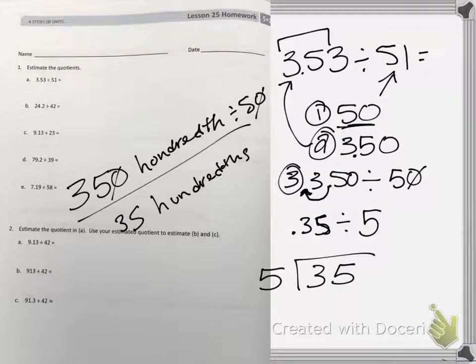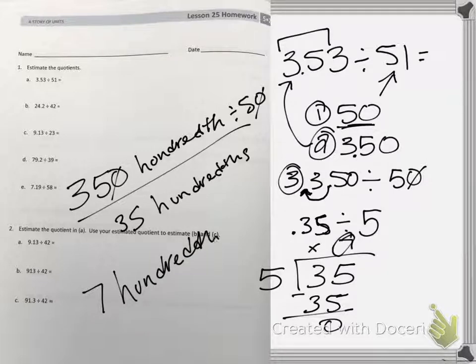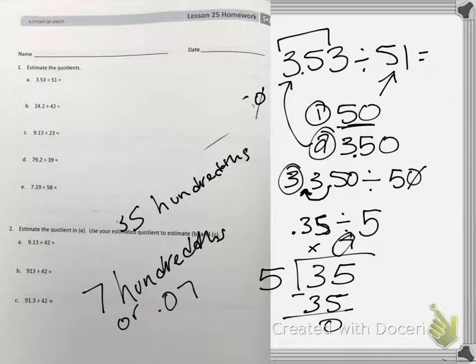3 cannot be divided by 5, but 35 can be divided by 5. We know 7 times 5 is 35. Subtract, 0. No remainders. We're not going to have remainders right now, so on the homework we shouldn't have any remainders. So this is our quotient, but we need to say that this is in the hundredths. So it is 7 hundredths, or decimal 0.07, 7 hundredths. And that's the basis of all the homework.